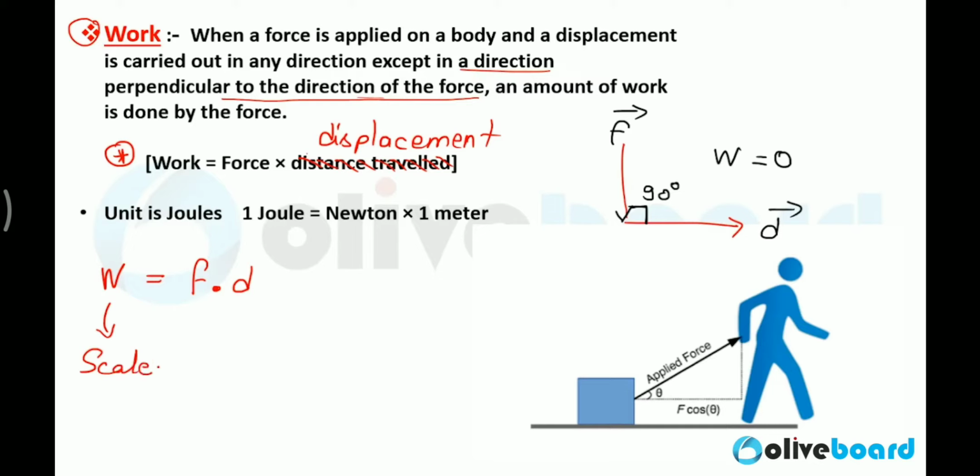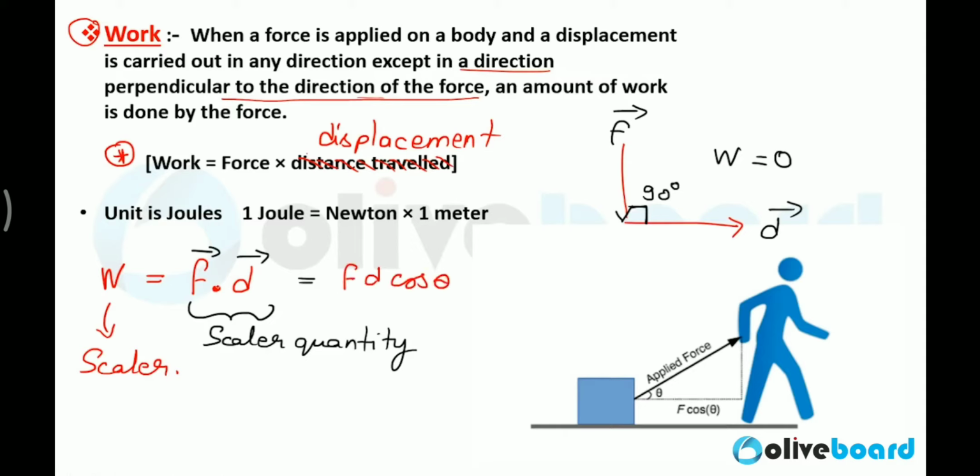Very, very important. Why is it a scalar quantity? Because the dot product of two vector quantities is always a scalar quantity. Force is a vector quantity because it has direction as well as magnitude. Displacement has direction as well as magnitude, so it is also a vector quantity. And the dot product of two vector quantities is always a scalar quantity. So work is equal to F dot D, which is equal to F D cos theta. Whenever you remove the dot, we always put cos theta there. This is basically the dot product concept.